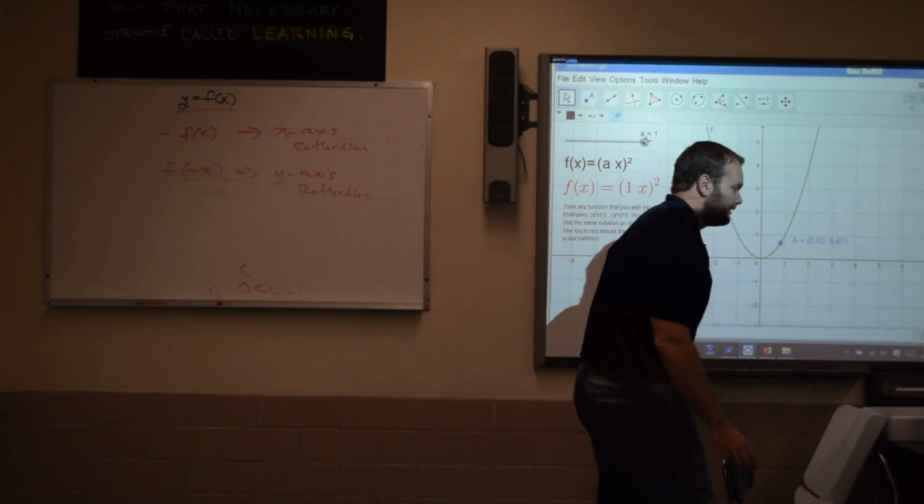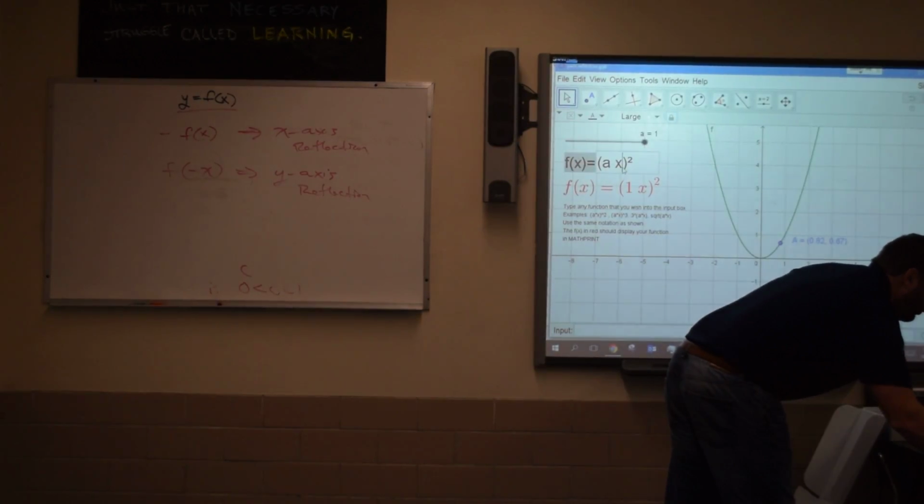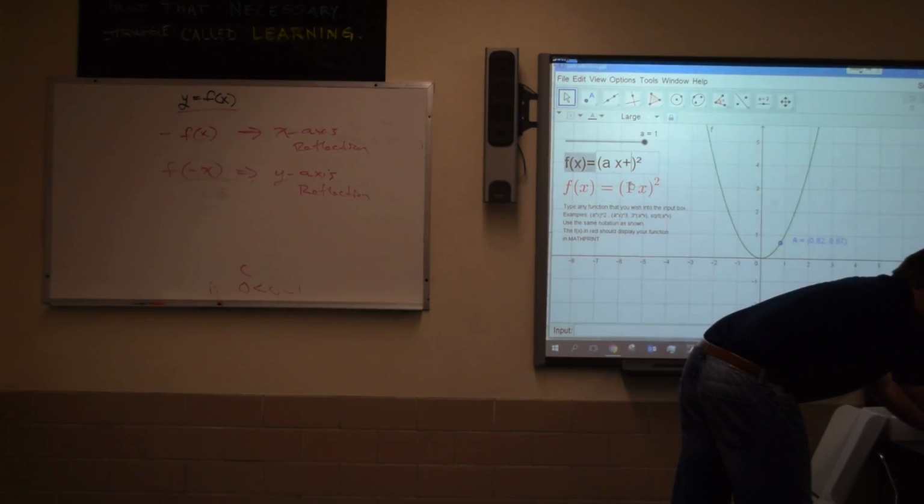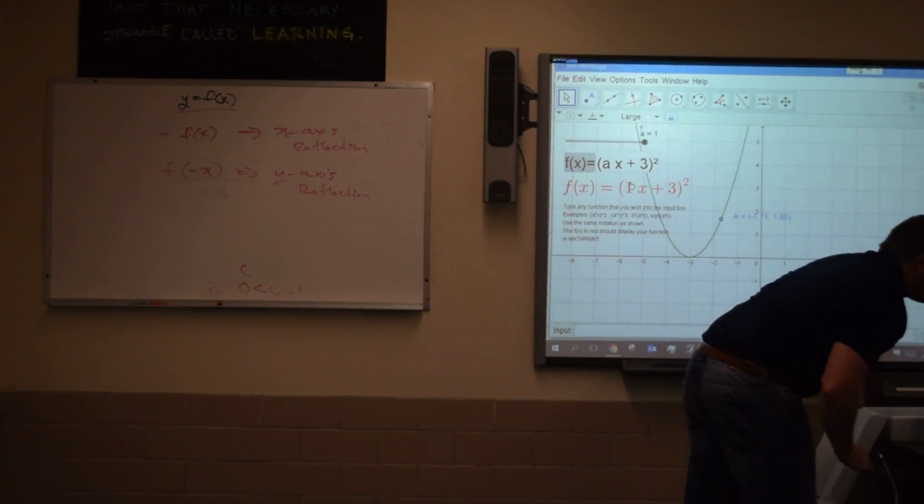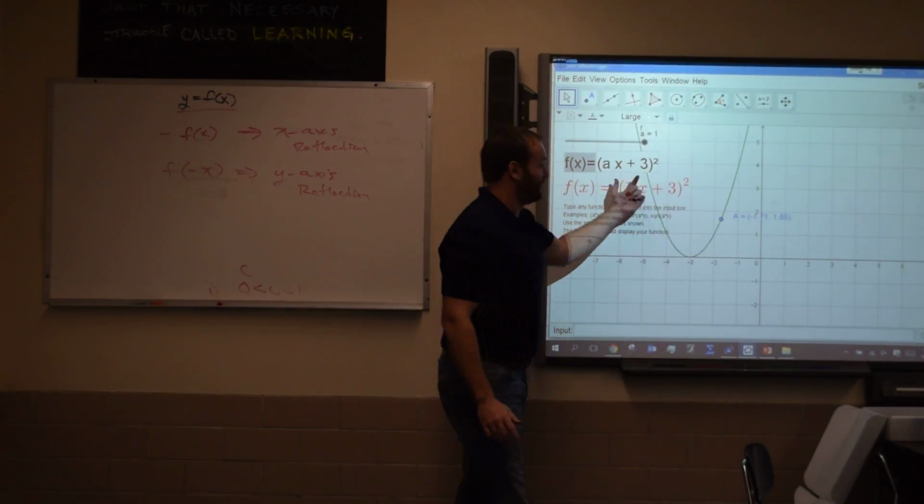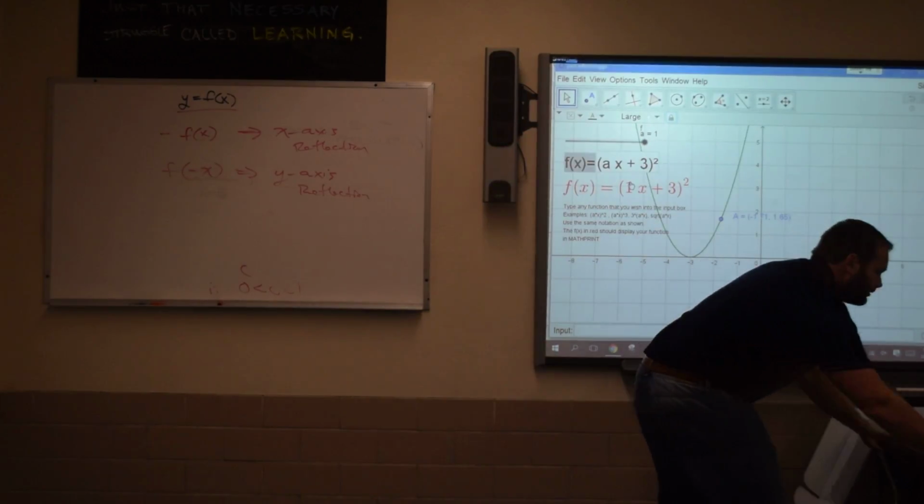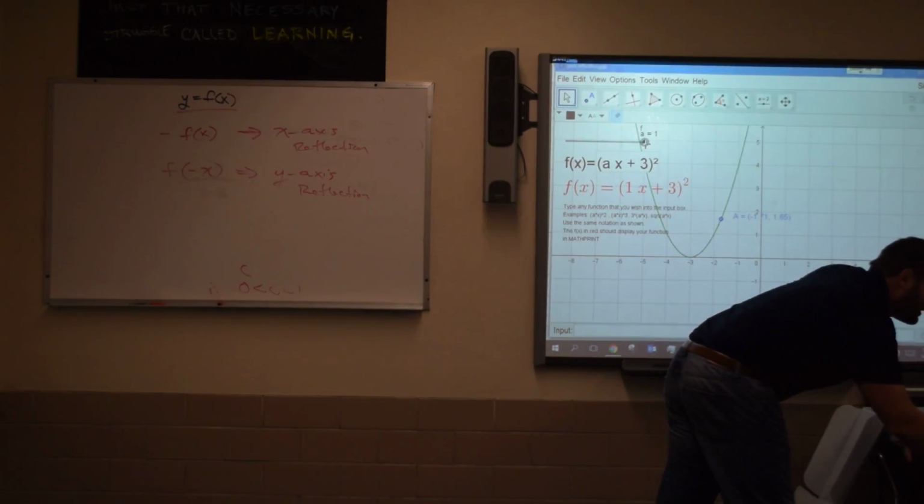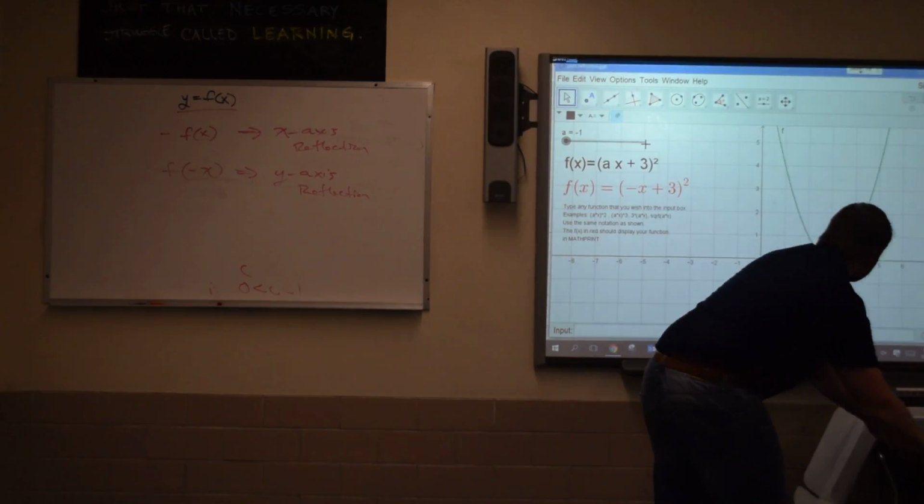If I move this thing away from the origin, so maybe I put like plus 3 there. Okay. So plus 3 moves it to the left, right? But now I start adjusting that negative. Now you see that we're reflecting across the y-axis, right? Okay, it bounces back and forth.